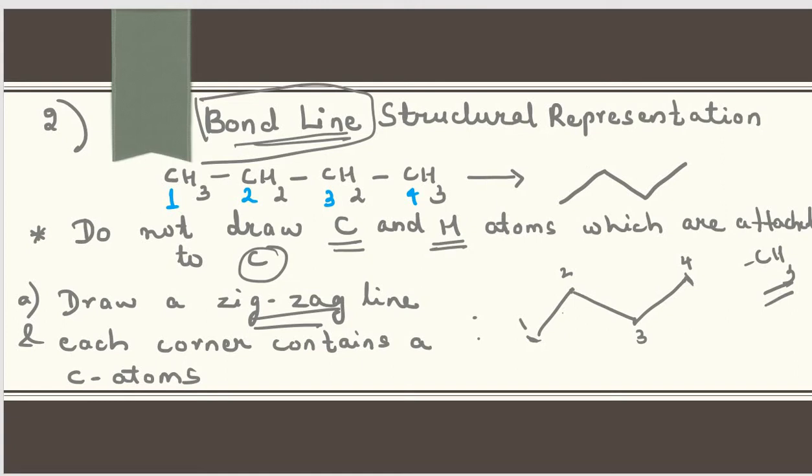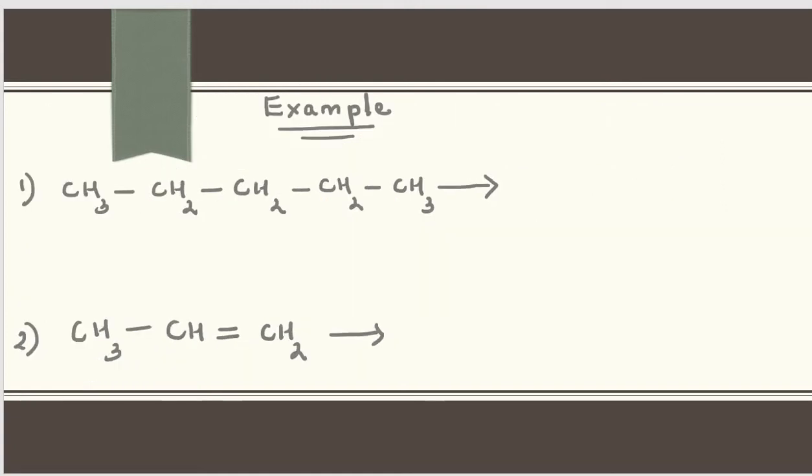Now let us see our next example. In this case also, how can we represent the bond line? Just now we have done it. How many carbon atoms are there? 1, 2, 3, 4, 5. So we represent it as 1, this one is 2, this one is 3, this one is 4, and this one is 5. So it is a very simple representation. We have to see that each corner represents the carbon atoms.